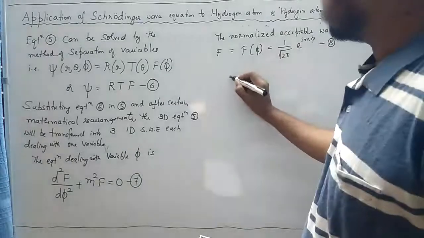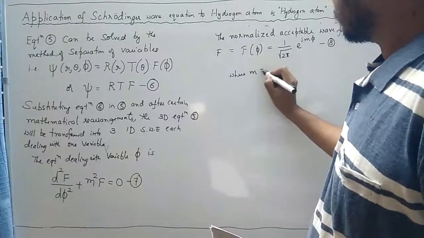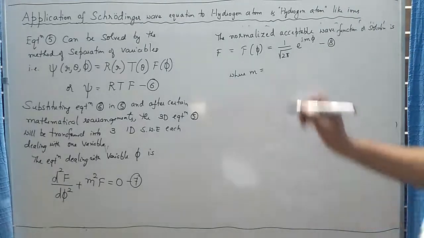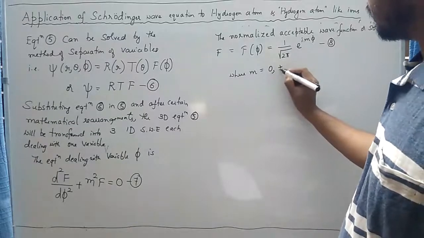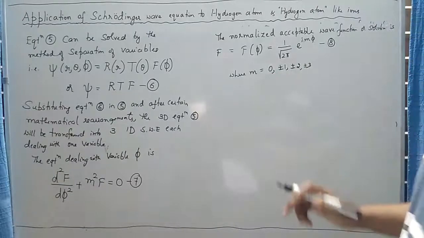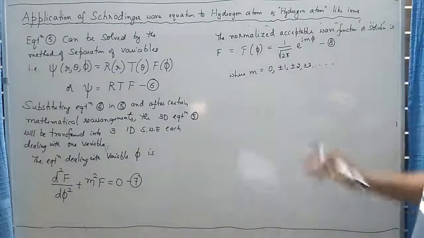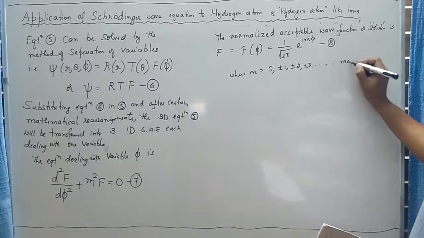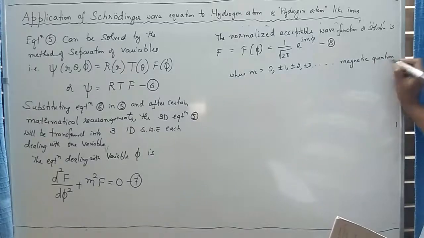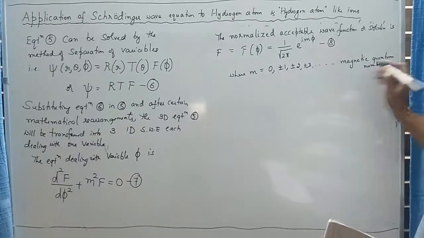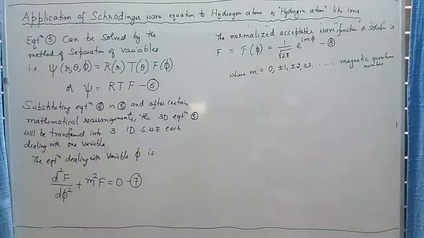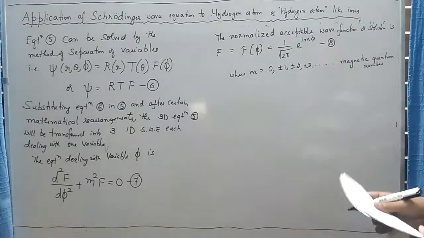Here the value of m cannot take all possible values. Its value is restricted to take only integral values, positive or negative integral values, including 0 up to infinity. And that is why this is called the magnetic quantum number, because this quantity m can take only certain fixed values, not all values. That is why it is a quantum number which is called the magnetic quantum number.